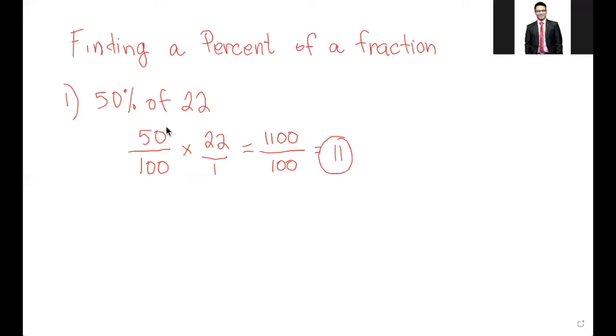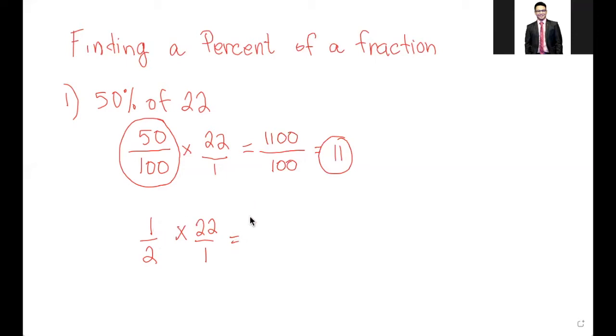We'll see here that 50 over 100 is just a big number. What we can do is we can simplify the fraction of the given percent. Like in this example, instead of writing 50 over 100, we can just write it as 1/2. Take note that 1/2 is still 50%. So 1/2 times 22 over 1.